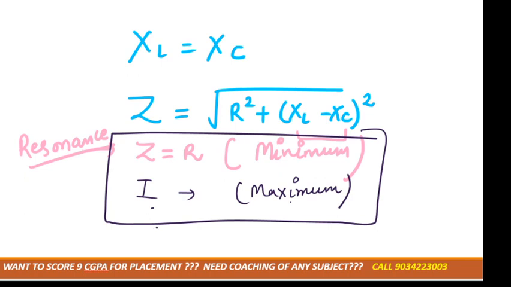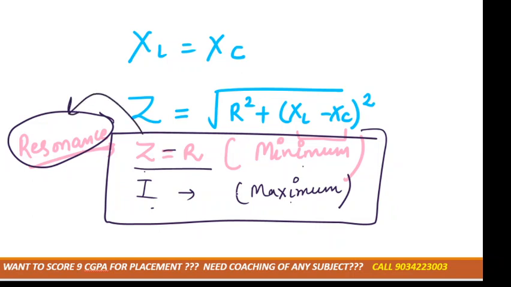Generally, for numerical purposes you have to remember this, because in numericals they don't give you the direct condition that resonance is there. They'll give it in the form of a hint, like impedance is minimum, then we need to understand that this is the condition of resonance. If they say current is maximum, then we have to understand that this is the condition of resonance.